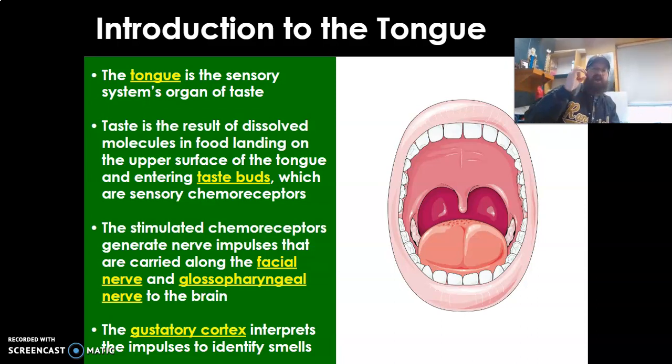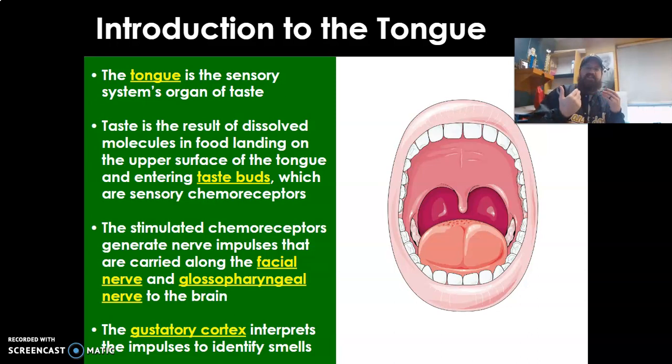All of them have an opening that allows these dissolved molecules in food, hopefully food. If you're eating other things, that's okay. But it's probably not advisable. But these dissolved molecules land there on the tongue and enter into the taste bud. From there, the stimulated chemoreceptors are going to generate nerve impulses that are going to travel to our brain.